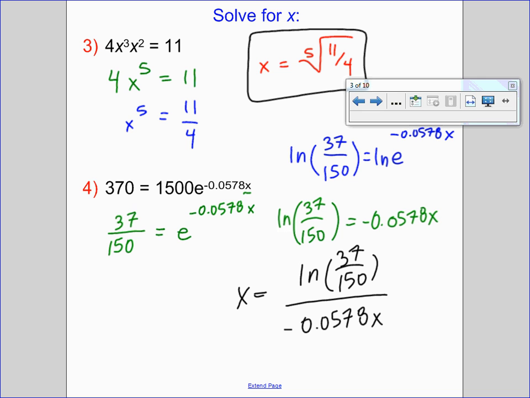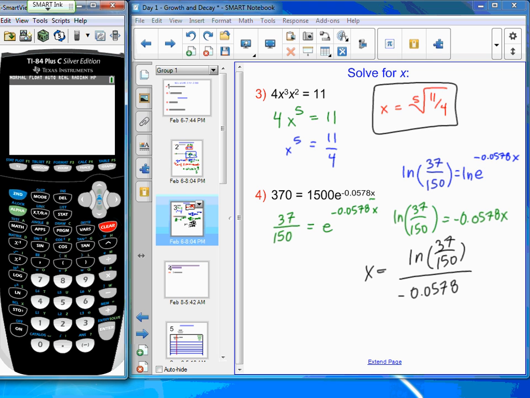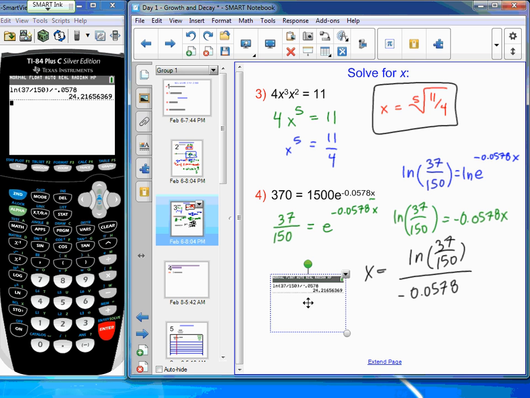We just solved for x by dividing by the constant negative 0.0578. And as a decimal, did you guys change it to a decimal? Because there are already decimals in there. So let's go ahead and see what that is about. Natural log of 37/150 all over negative 0.0578. And raise your hand if you got about 24.217. Hey, great job. That's what I got.